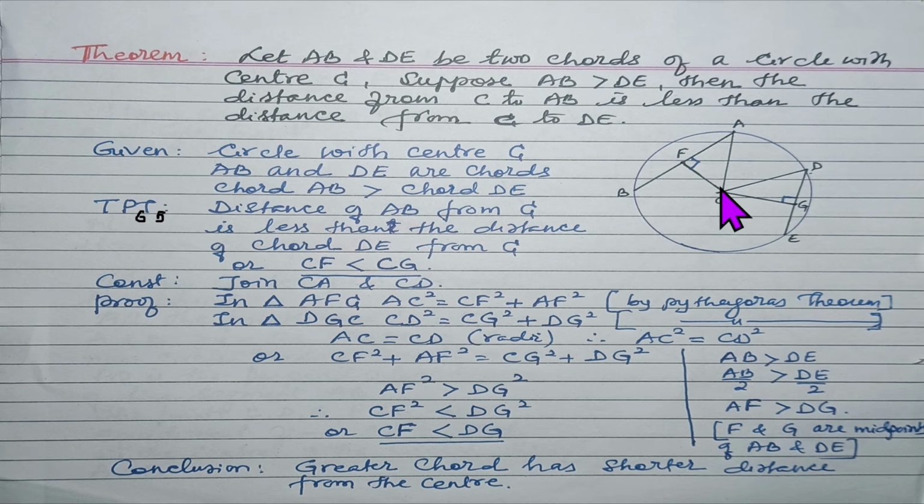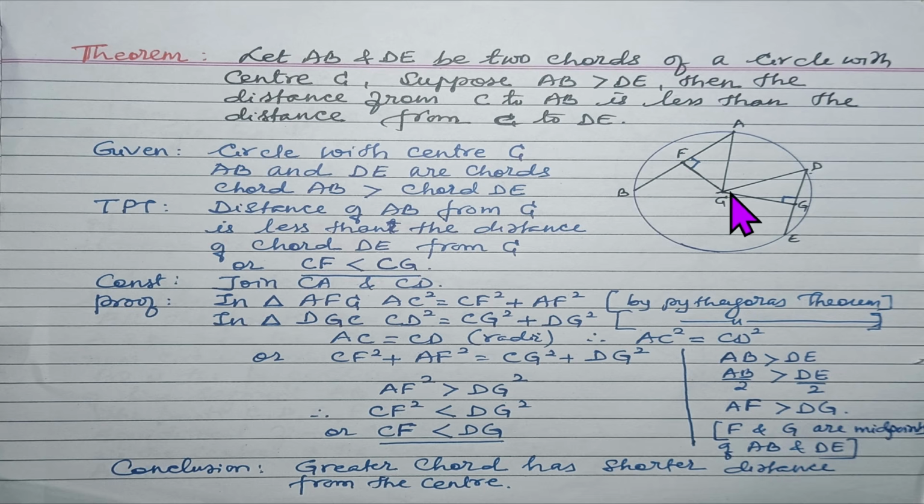Now we are given a circle with center C, AB and DE are chords. Chord AB is greater than chord DE, and we have to prove that the distance of AB from C is less than the distance of the chord DE from C. Or we have to prove that CF is less than CG, because CF is the perpendicular distance of the chord AB and CG is the perpendicular distance of the chord DE from center. We have to prove that CF is less than CG. Now let us go for the construction.